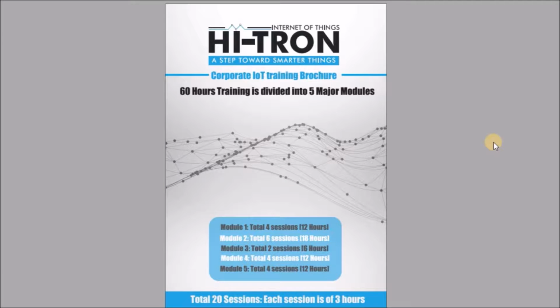Hello friends, this video is a short introduction of corporate IoT training by Hytron. The complete training is 60 hours which include 5 modules. Each module is divided into several sessions. Usually every session is of around 3 hours. So let me walk you through training content and the projects which will be the part of this training.